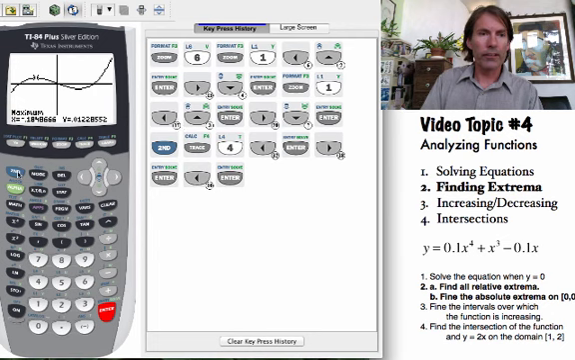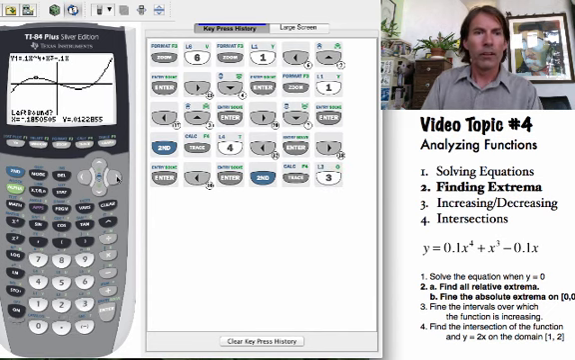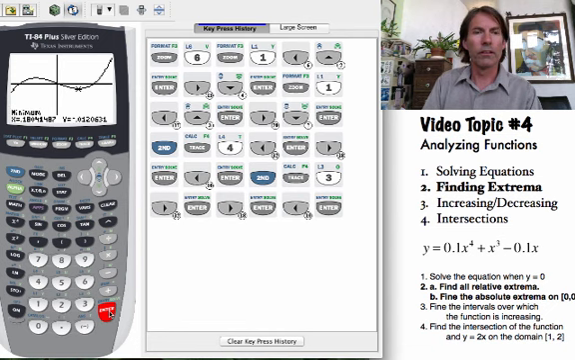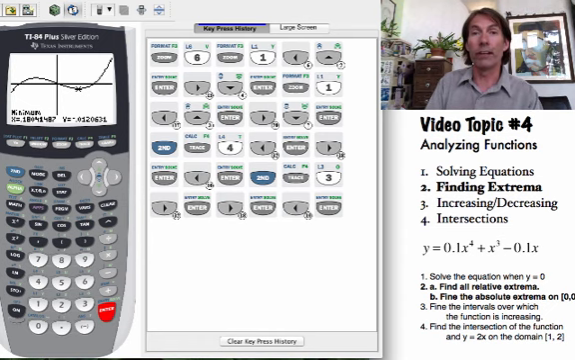Okay, let's go back and find a minimum value. So to do that, we're just going to hit calculate again, so second trace, and we're going to choose 3. Put the cursor to the left side of the minimum, hit enter, and to the right side of the minimum, hit enter. And then when it says guess, you could go back to where that is and hit enter. There's our relative minimum. So what I would like you to do is go find that other minimum. Then write it down. So you can pause the video while you do that. Then I'll show you the answers.